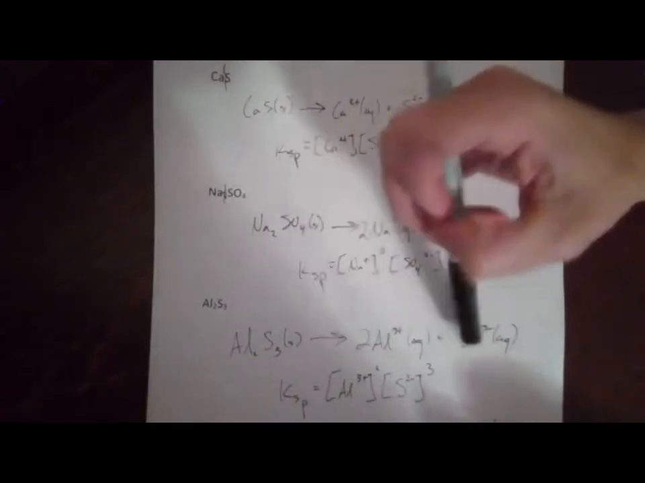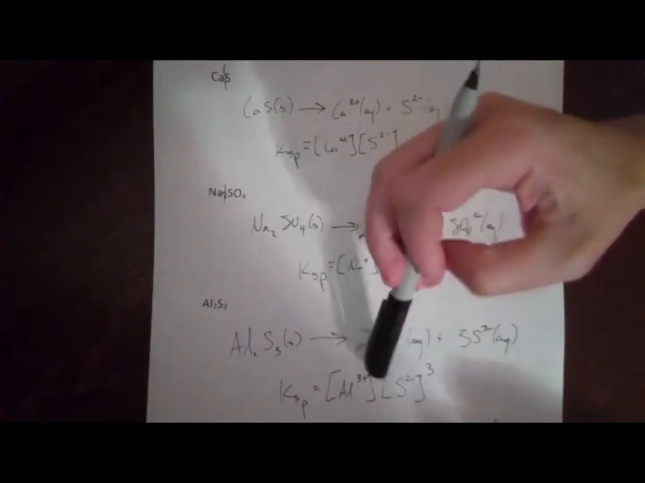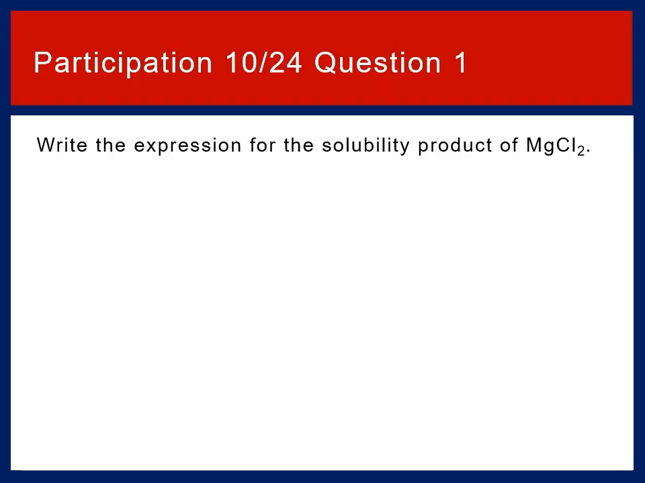Aluminum sulfide then dissolves into 2 aluminum 3+ and 3 sulfides. So the Ksp is going to be the concentration of aluminum squared times the concentration of sulfide to the 3rd power. So whatever those coefficients are in the dissolution equation, when the ions are dissolved, those just become exponents in the solubility product. You'll note they're always multiplied together. That's where the word solubility product comes from.